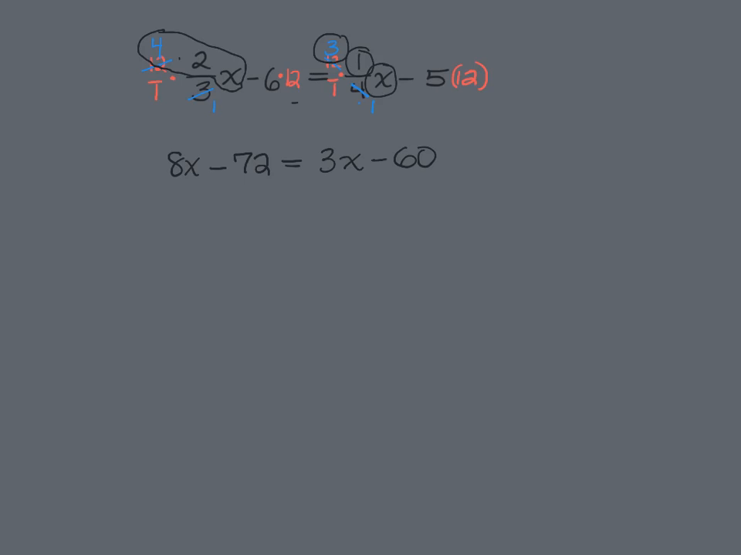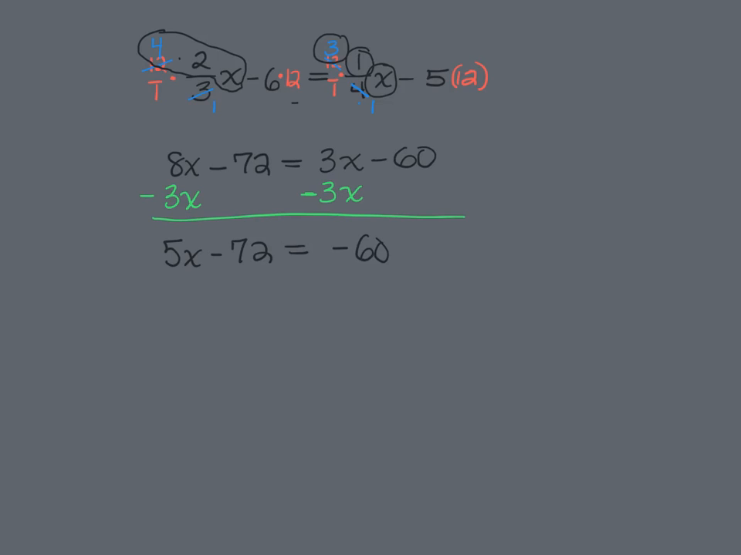So now what I'm going to do, I'm going to go to my smaller variable term, which is 3x, and I want to undo the 3x. I want to remove it from this side of my equation. So I'm going to subtract 3x because this 3, the top 3, is positive. What you do to one side of the equal sign, you have to do to the other. That is going to leave you 8x minus 3x is 5x minus 72 equals negative 60. Make sure that this negative comes down with the 60 when you bring your 60 down.